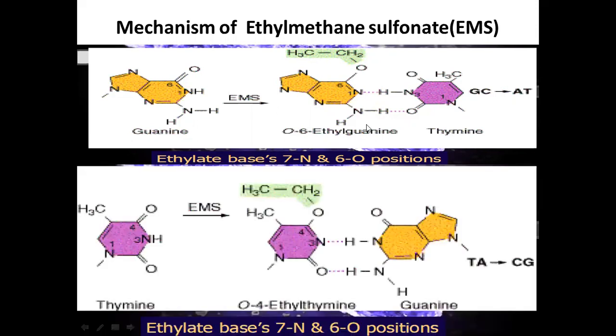And this is another example. In thymine, the presence of this mutagen ethylmethane sulfonate, or EMS, leads to an addition of an alkyl group. So these diagrams are simply illustrating the mechanism of what we've already talked about, the addition of alkyl groups.